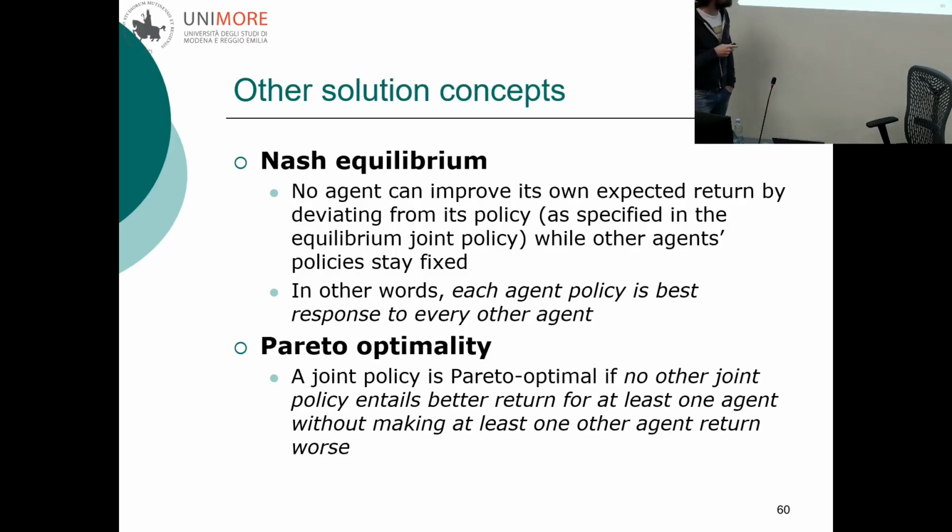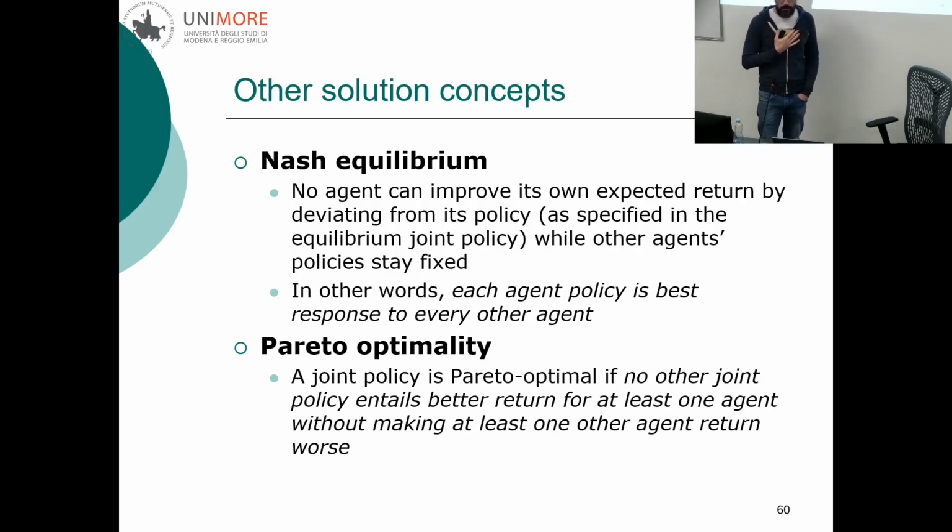Two properties that are very well known in game theory, but also in reinforcement learning, are the Nash equilibrium and Pareto optimality. Okay, let's try to have an intuition about what they say about the solution we found. The Nash equilibrium says that no agent, amongst the many possible agents that are playing the game, can improve its own expected return by deviating from its policy. So I learned a policy, okay.